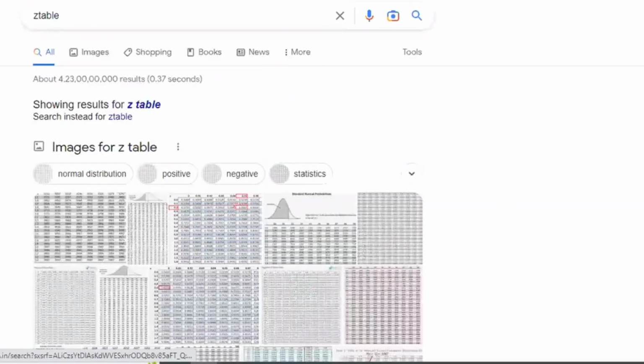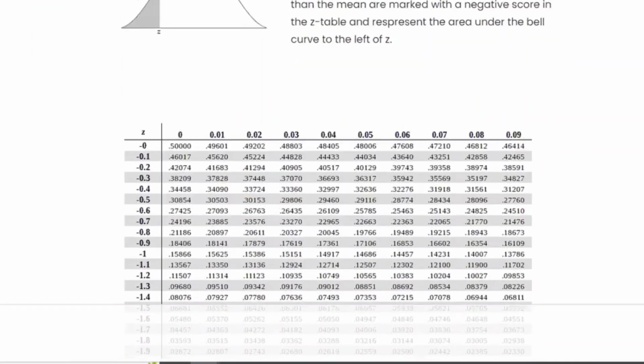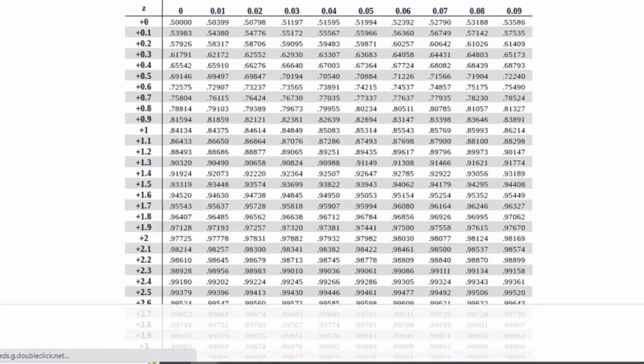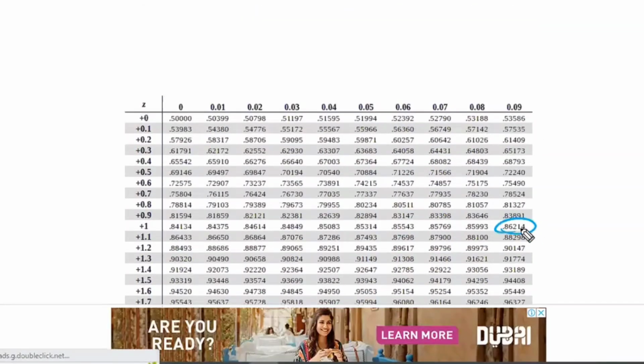ztable.net. Okay, just open the Z table. Within the Z table, now for 1.09, what is the answer? Just you have to check. For 1.09, this is the one. That is 0.86214.